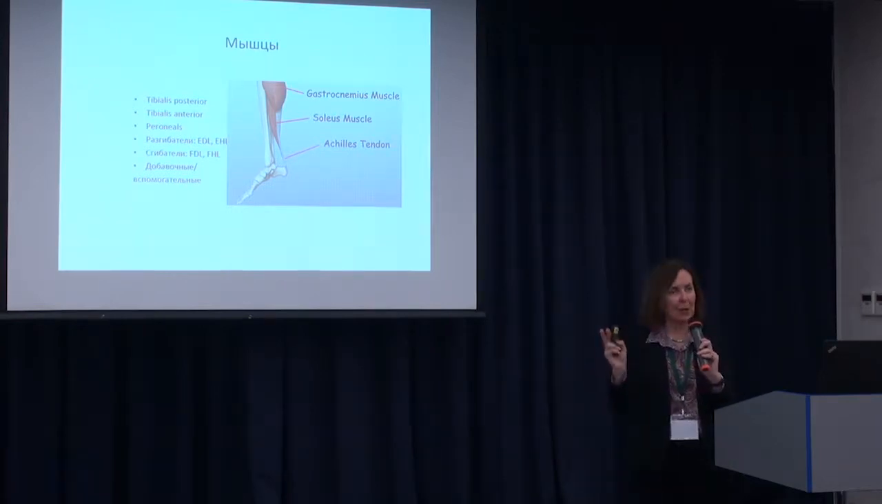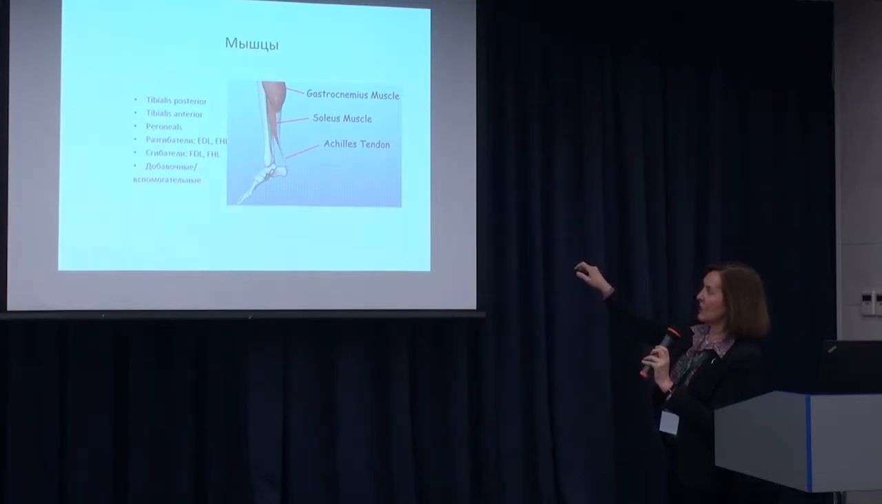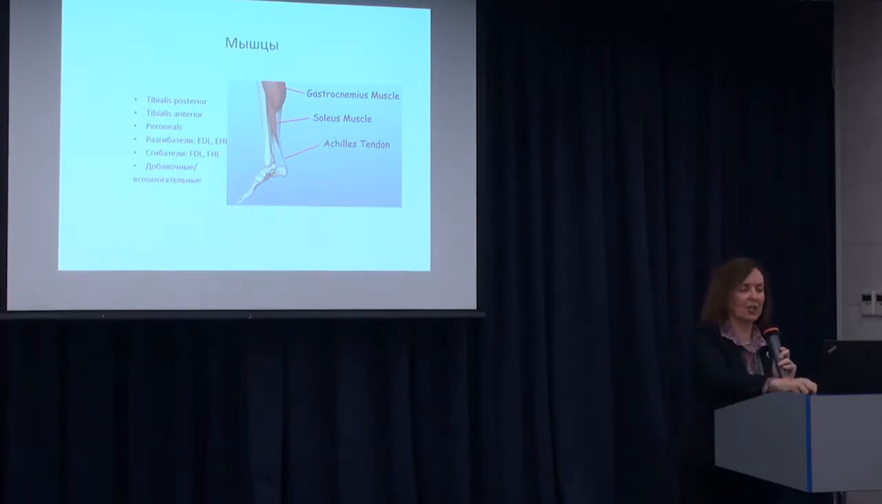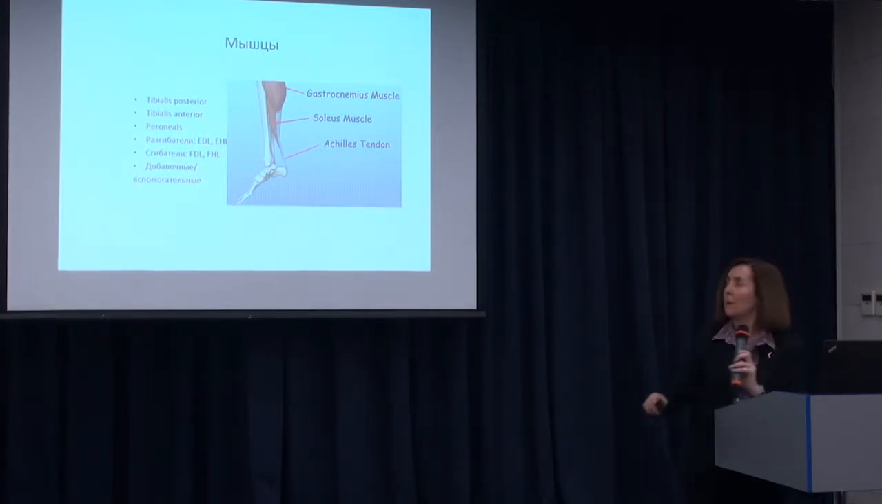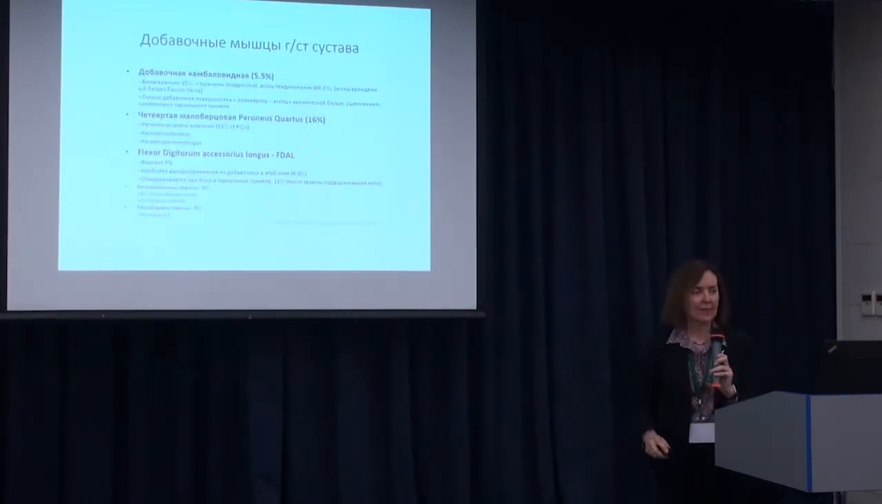Laterally, of course, we have the peroneal pair, supplemented by peroneus tertius. And then, as you know, our long and short extensors and long and short flexors of the digits. Okay. And there can be various accessories to the muscles, which we'll discuss as well.